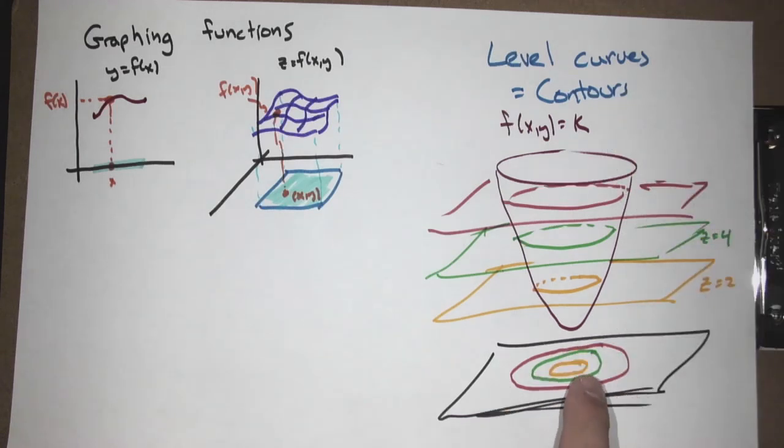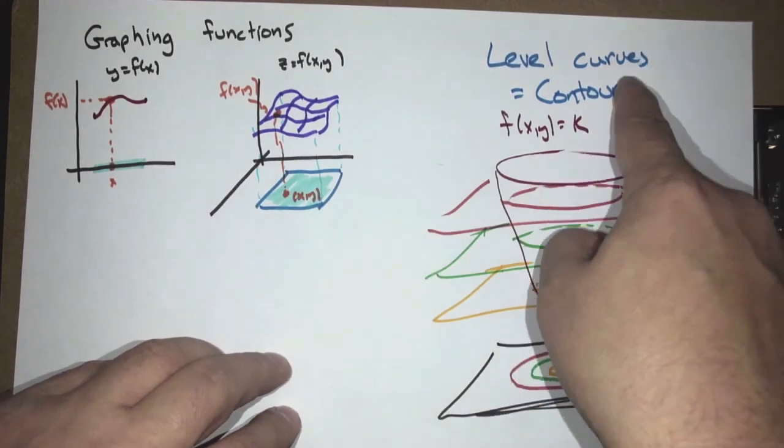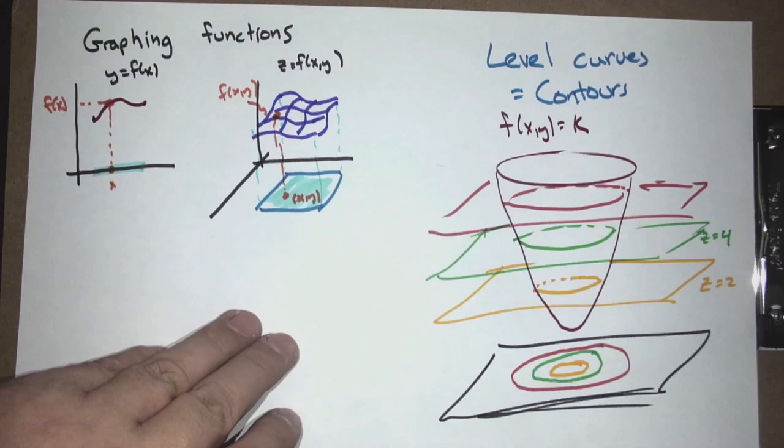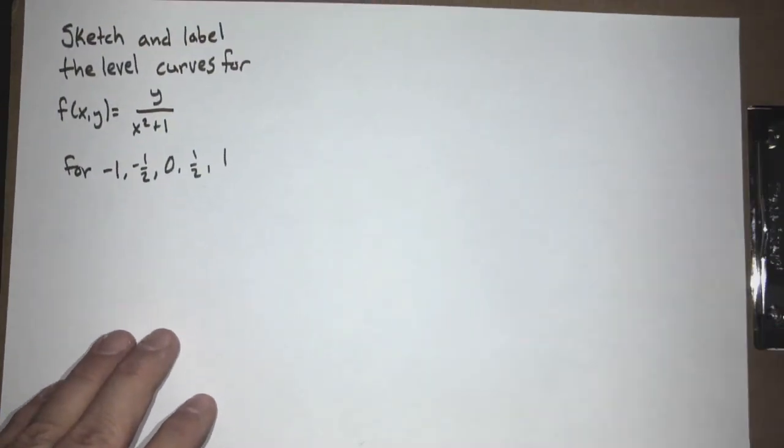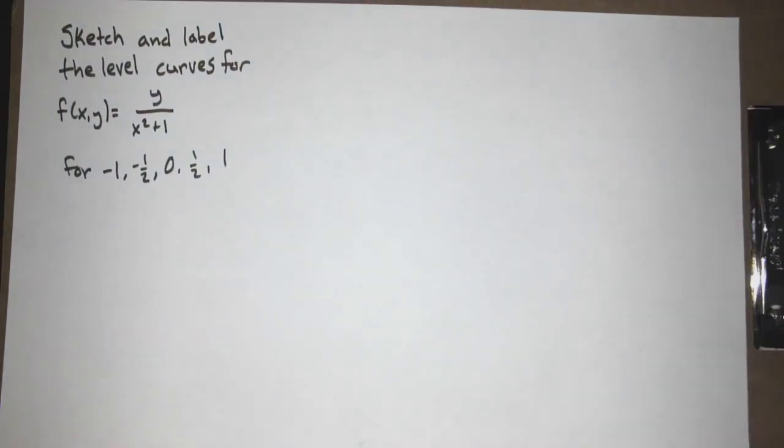And in particular, we often will label them so that you can understand how things connect. So level curves, contours, think of these as slices through a function. We'll do a quick example together here, where it says sketch and label the level curves for the function f of x, y is y over x squared plus 1. And we have various values given.